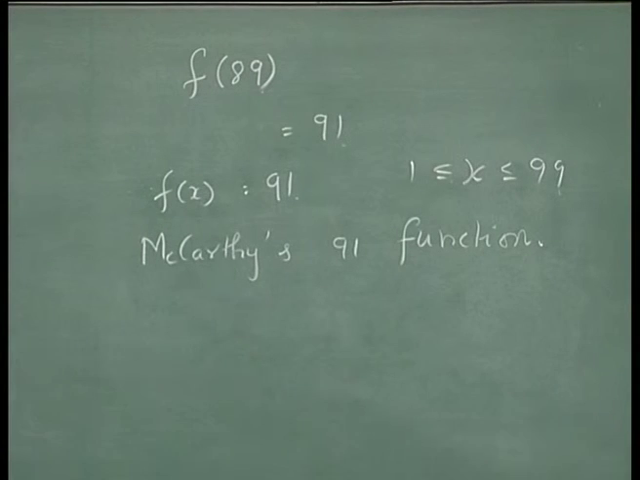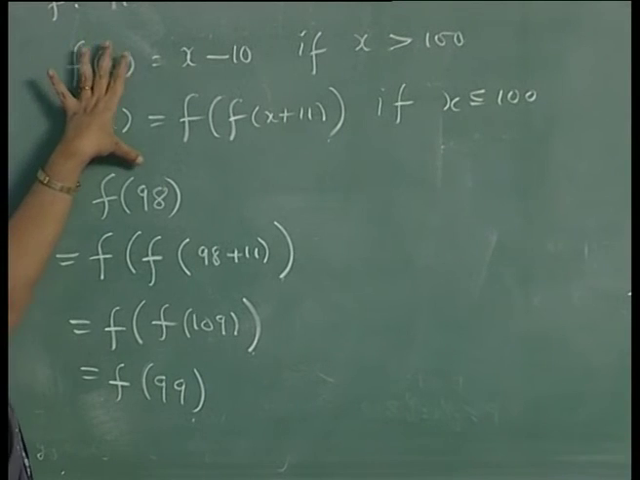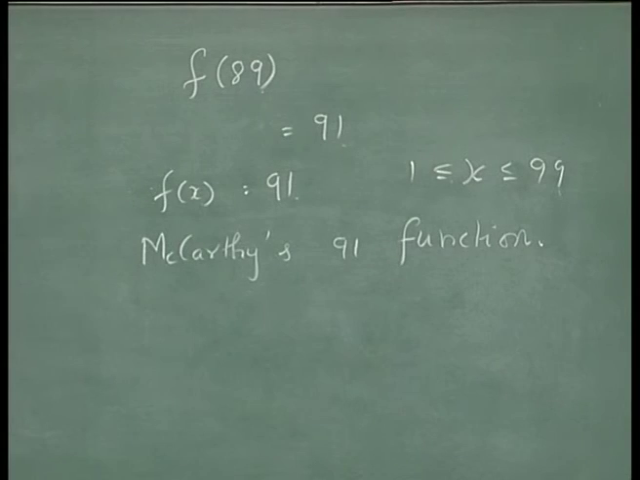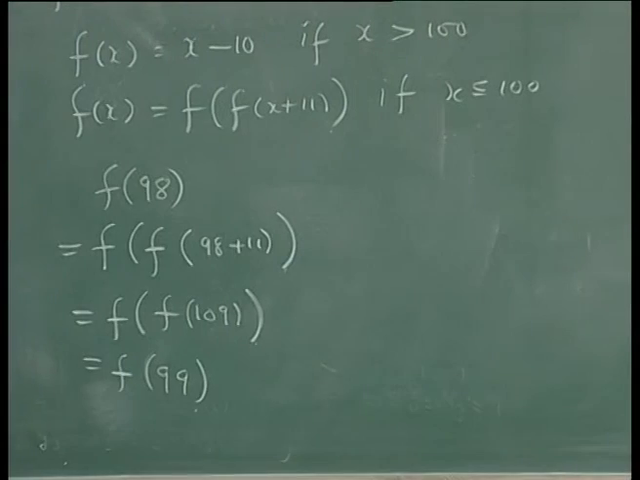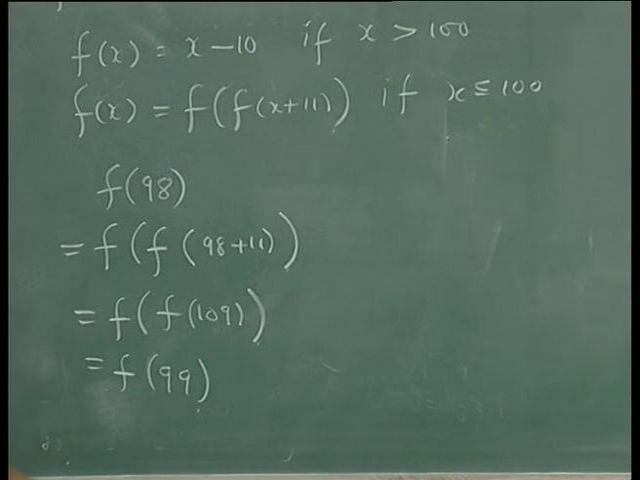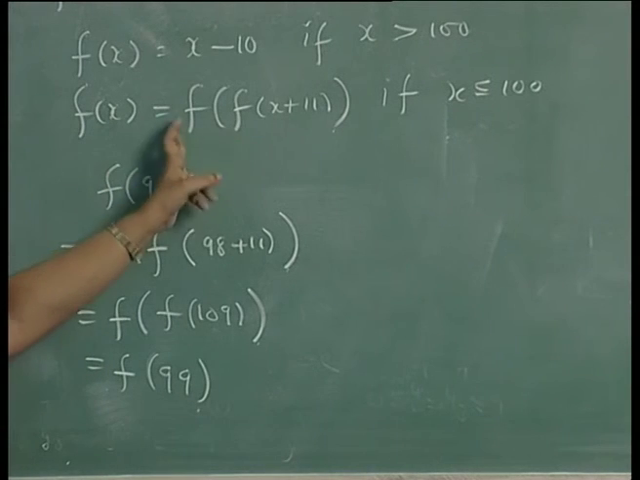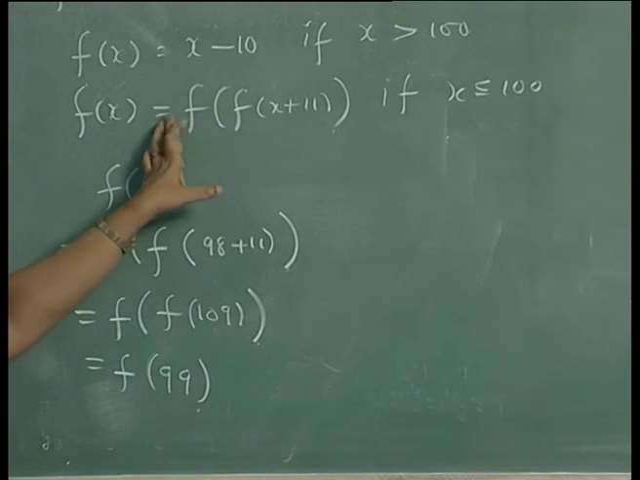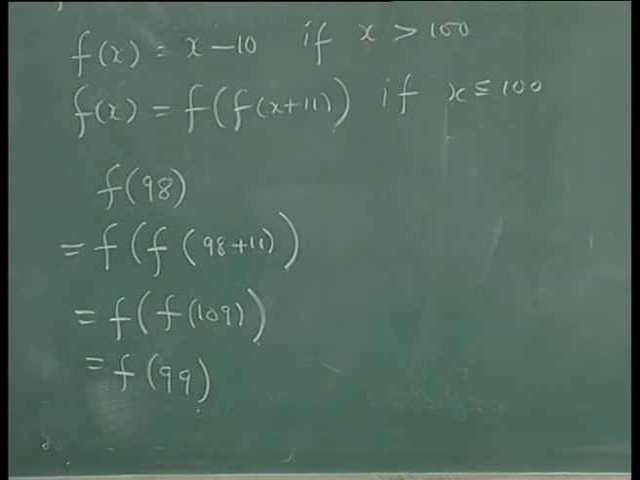The way you define it, it is not very easy to understand or realize that this is that function. That is, for all arguments between 1 and 100, 101, it will take the value 91, and later on it is x minus 10. Because there are 2 recursions inside this, it is a recursive function no doubt, but in the definition itself 2 recursions are involved.